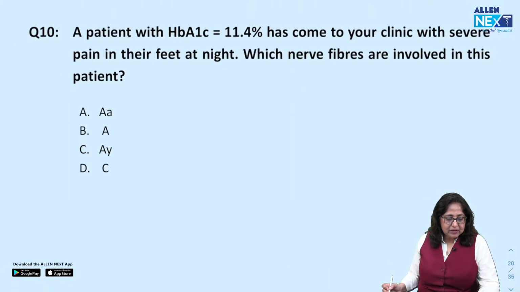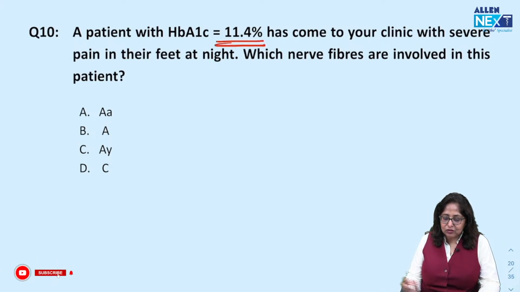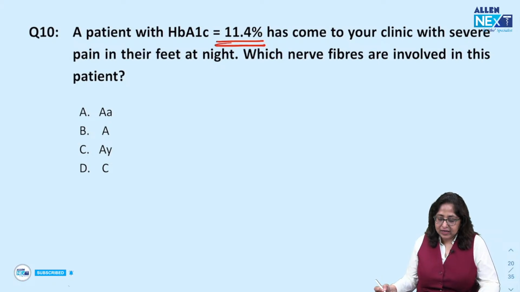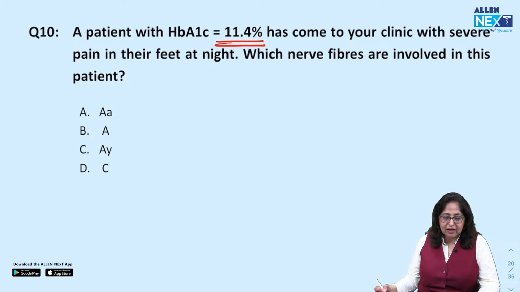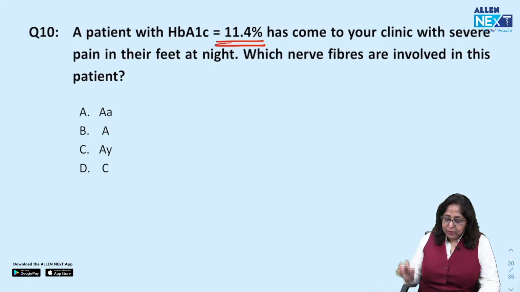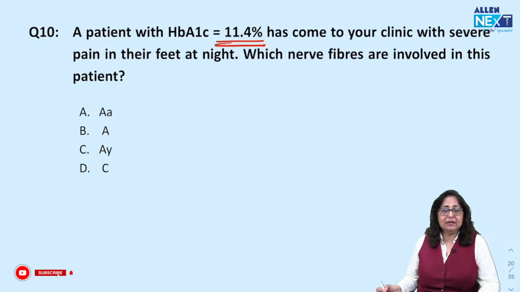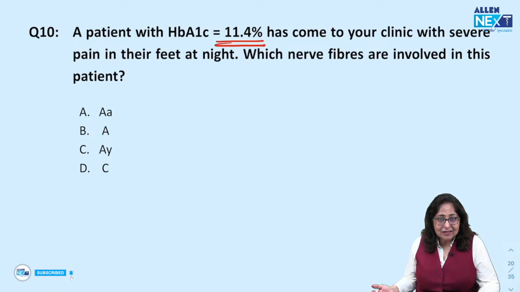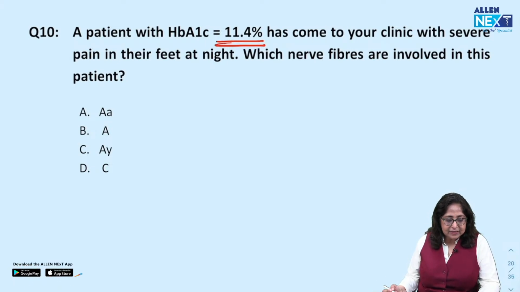A patient with an HbA1c of 11.4%, so obviously this is very poor control, has come to your clinic with severe pain in their feet at night. Which nerve fibers are involved in this patient? Now, there is a neuropathy here, which is very common. This is your diabetic neuropathy.